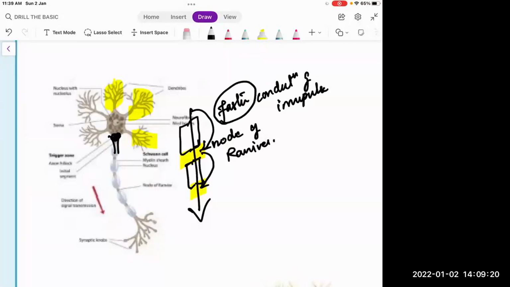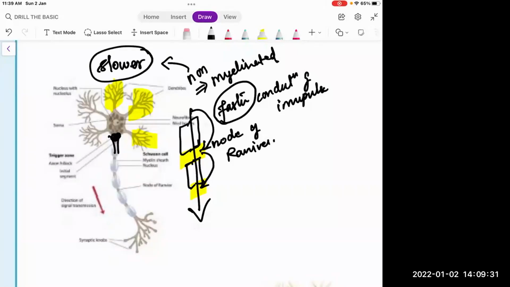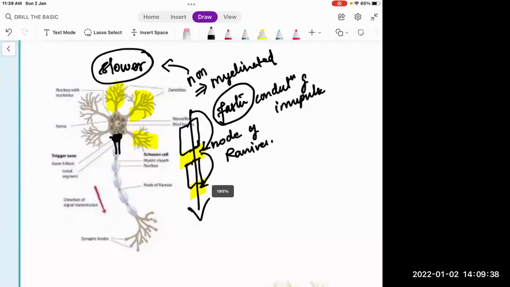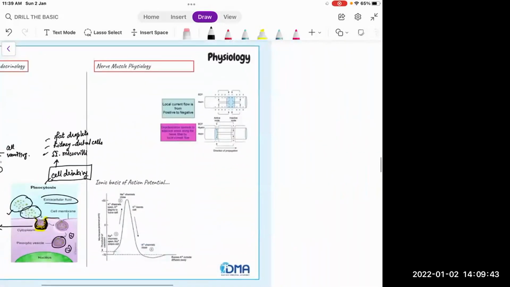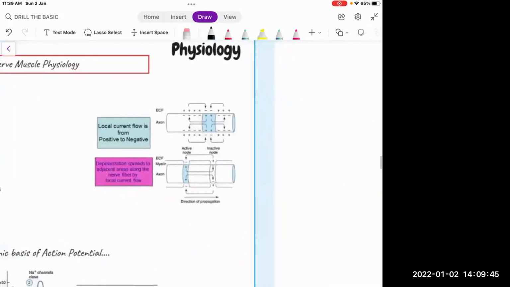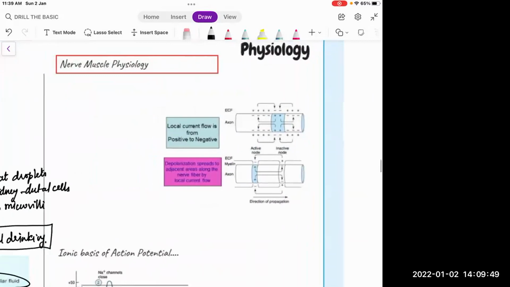Only in the place where you have the myelinated neuron. If it is a non-myelinated neuron, the impulse transmission will be slower. Okay, clear? So only the myelinated neuron transmits the signal in a faster mechanism. So now we will look into the basis of how the current flow is taking place. Before that, you should know a few terminologies to understand this concept.